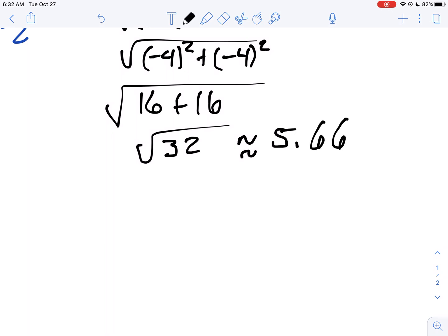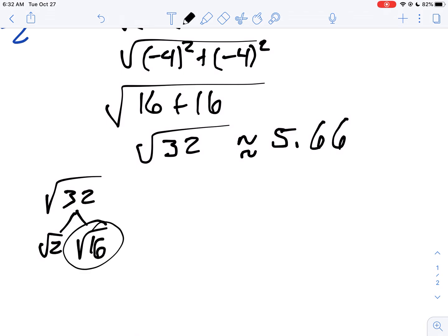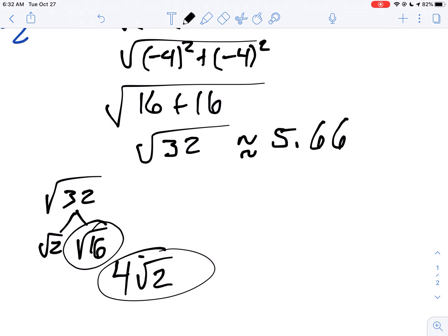If we were told to find the exact answer, we'll make a factor tree. 2 goes into 32 16 times. I know the square root of 16 is 4, so the exact answer is 4 square roots of 2. Both of these are the same, just one's rounded using the calculator. And that's how you'll have to do the previous question and questions where they ask you to find it.